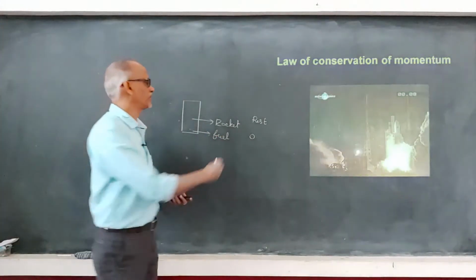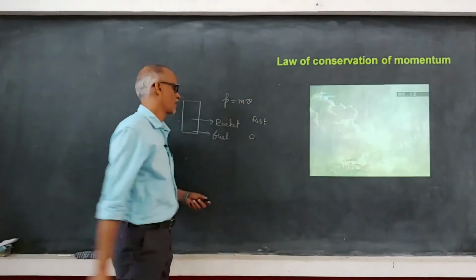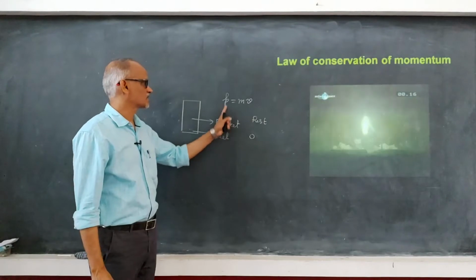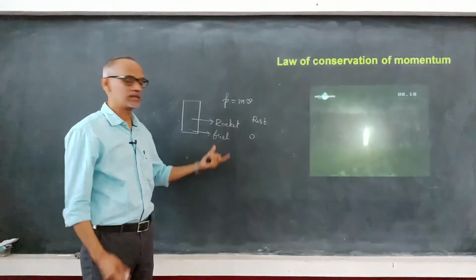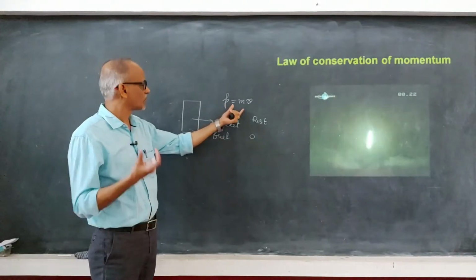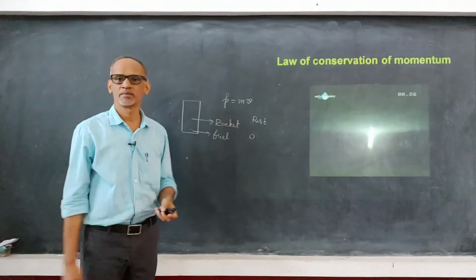How do we calculate the momentum? Momentum is always a product of the mass and the velocity. Mass of the rocket times velocity of the rocket, which is 0, that's why momentum is 0. Fuel is yet to burn, so again it is not moving, it is at rest, therefore its momentum is 0. That's why total momentum is 0.